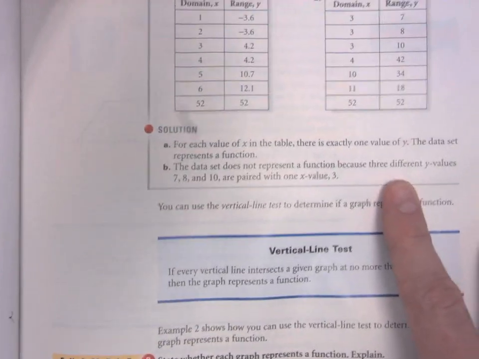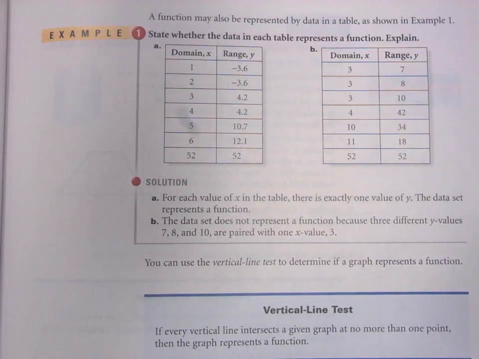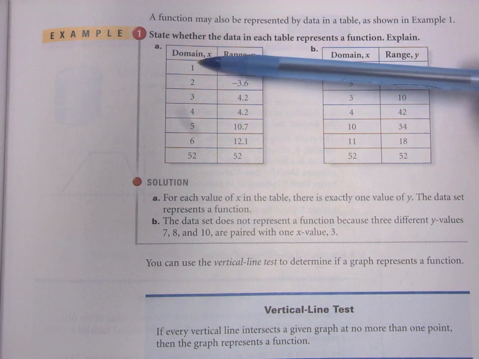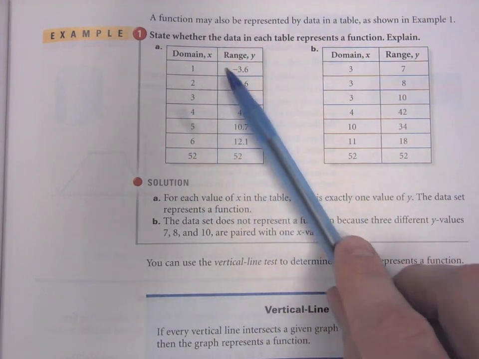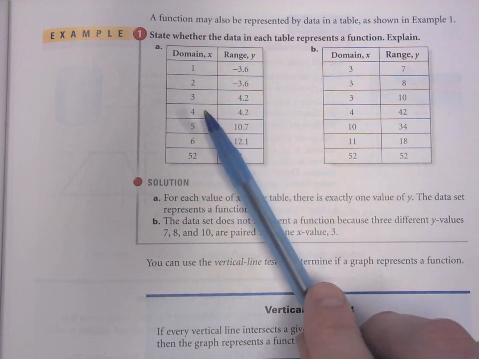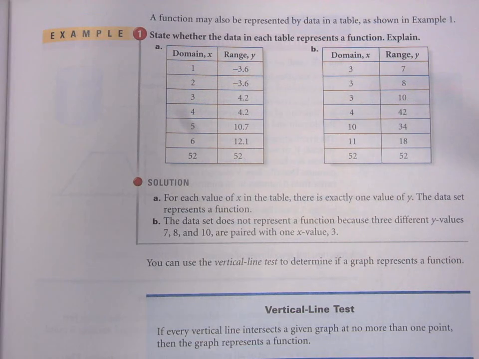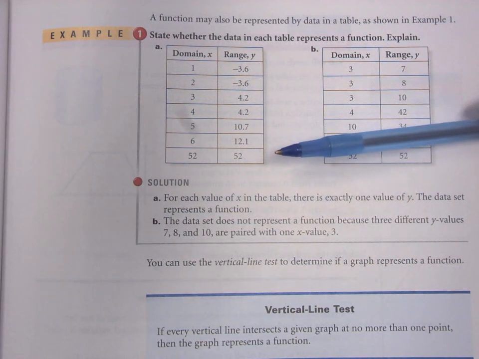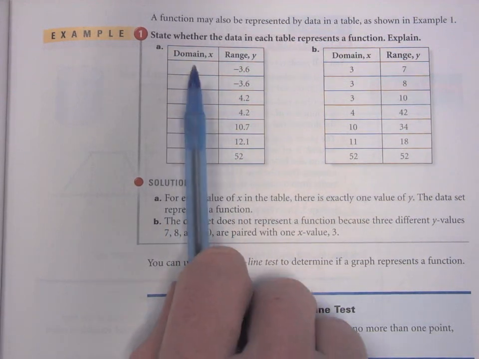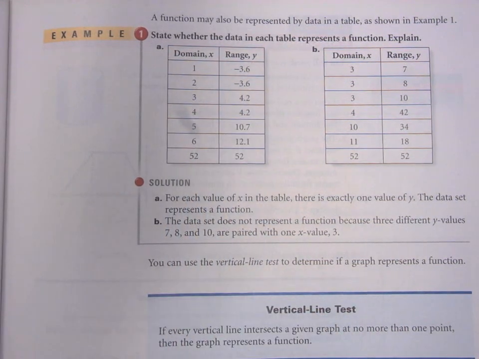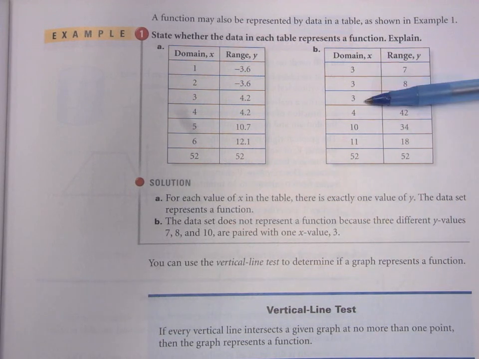So example 1 here is actually a pretty good example. Notice in each one we have pairings of x's and y's. In here, none of the x values repeat, so each input value, each x value, is paired with exactly one y value. Now there are some y values repeated, and that's okay. What we want to make sure is that each x value is matched with exactly one y, and it is.